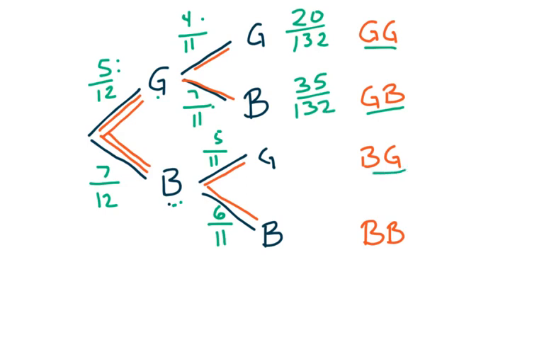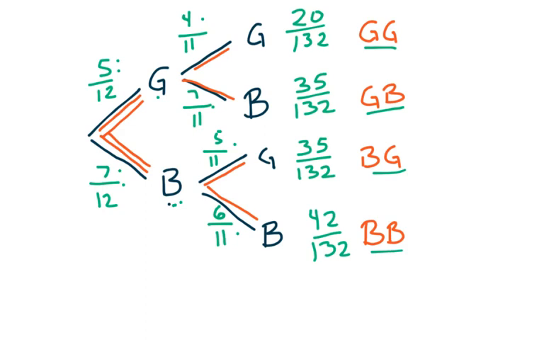If I want to get blue followed by green, I need to multiply the probabilities along that path, and I also get 35 out of 132. And then finally, if I want to get blue-blue, I need to multiply the probabilities along that path, and that's 42 out of 132. That's everything that could possibly happen, and all of the probabilities that go with them.